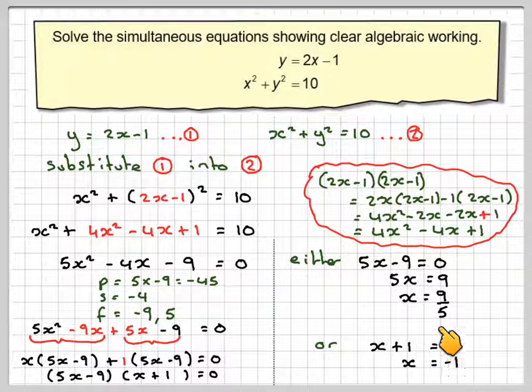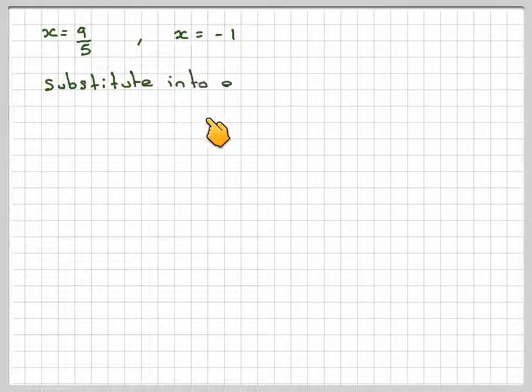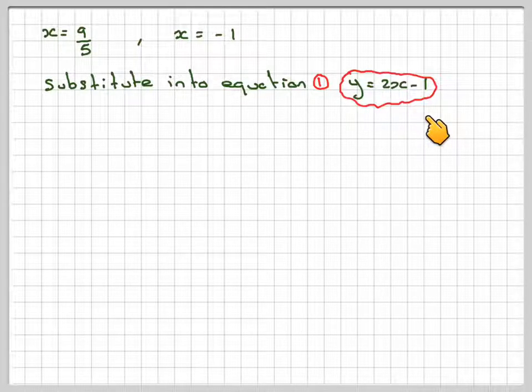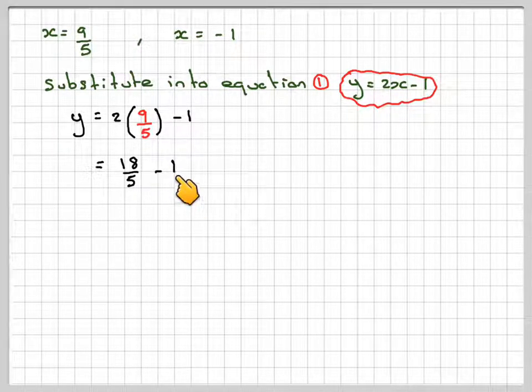So we found the values of x. We now substitute into the line to find the values of y. So substitute into equation 1, which is y is equal to 2x minus 1. For when x is 9 over 5, we're going to get 2 times 9 over 5 minus 1. That gives you 18 over 5 minus 1. And 1 is 5 over 5. 18 minus 5 will give you 13 over 5. Either that or you work with decimals.